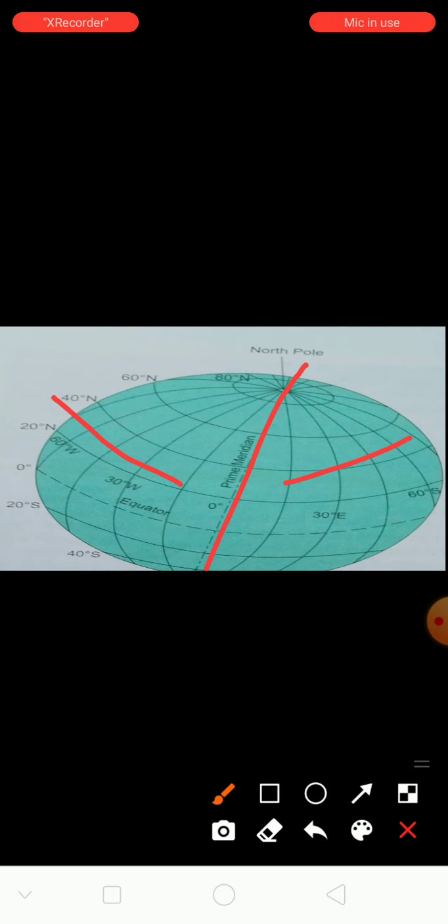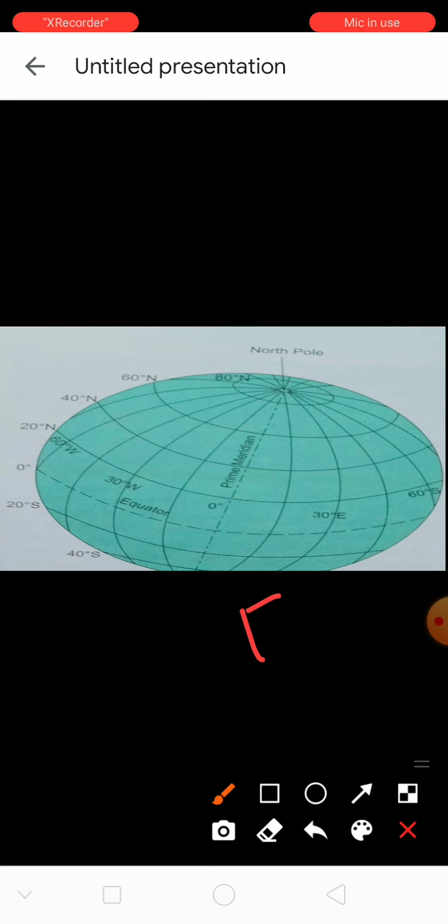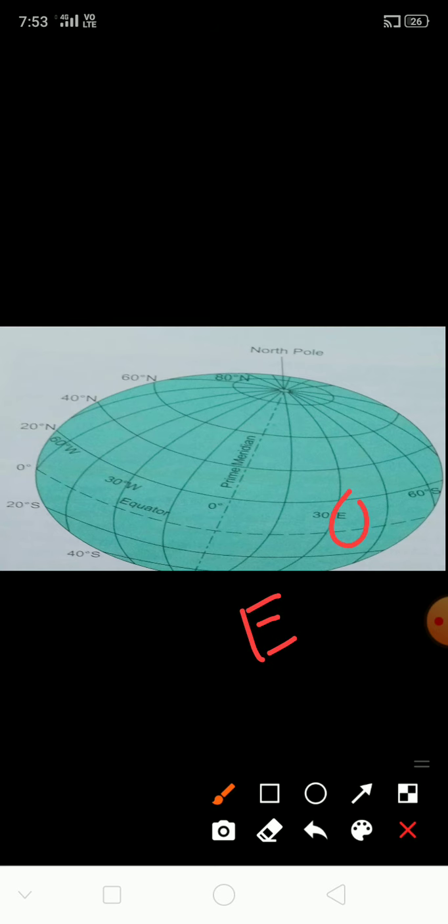All other meridians are numbered on either side of the prime meridian up to 180 degrees. There is a total of 360 lines of longitude. The longitude of a place is always assigned E or W. E means what? East. And W means west. For example, 30 degree east and 30 degree west.